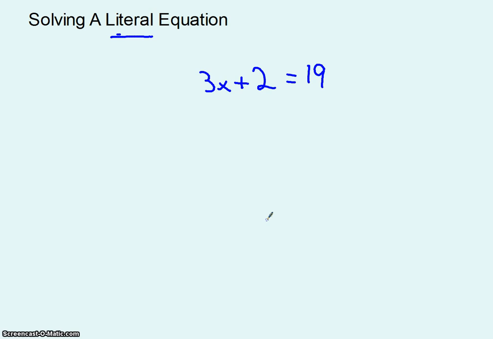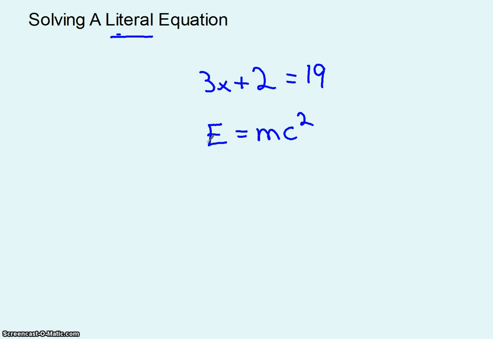Well, lots of equations have more than one variable. Here's one that you might be familiar with: E equals mc squared. Well, that's got three different variables. Energy, mass. Well, c is not a variable. Actually, it's the speed of light. But at least it's got two variables, E and m. So we would call this a literal equation.